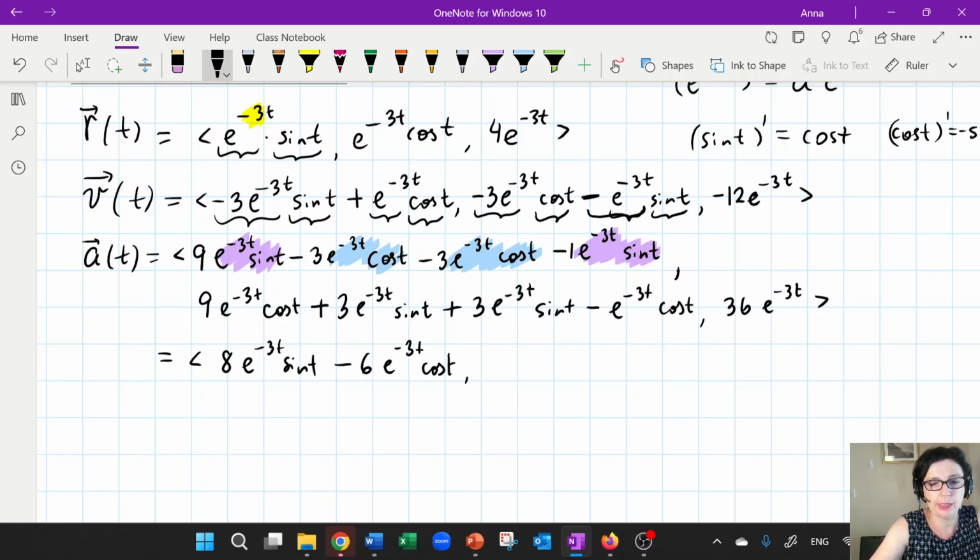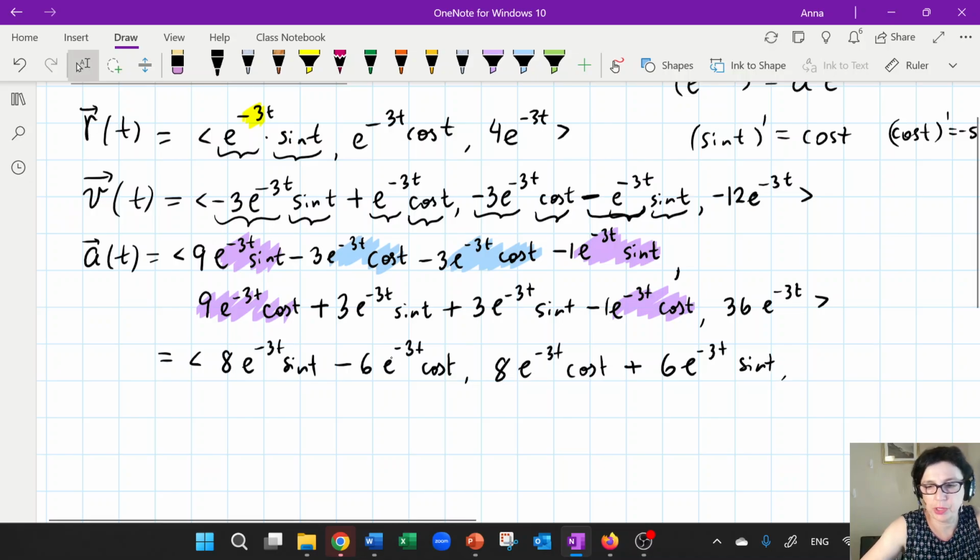Okay, doing the exact same thing with the y term, combining these together. So that's like a 1. So this will become 8 e to the negative 3t cosine t. And then plus 3, that's a plus 6. Okay, and then, of course, the last term does not change. We already got that.